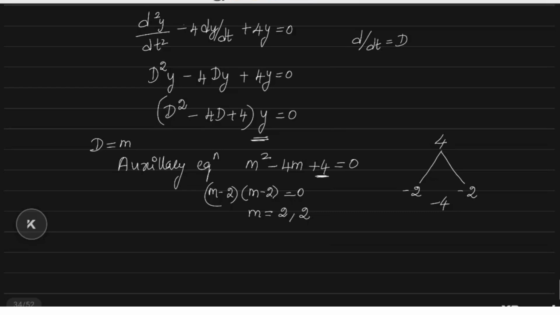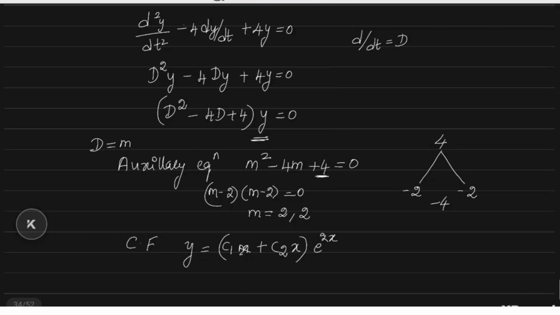According to the cases which we saw earlier, if the roots are real but the same, you write the complementary function as y is equal to c1 plus c2 into x. That is, however many repetitions you have, that many powers of x will increase with the constant. Here there are only 2, so it is c1 plus c2x, the whole thing into e power mx, or m1x, which is nothing but 2x.